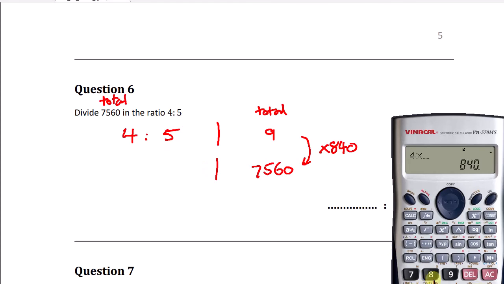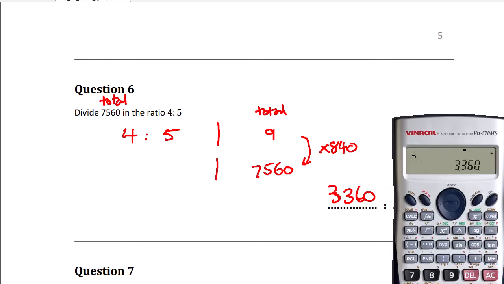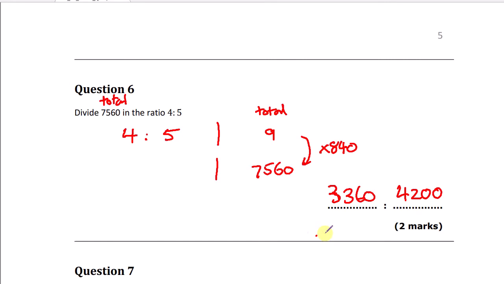And 4 times 840 gives me 3,360. Make sure your writing is clear. And I know, just by adding up, I know that there's 4,200 left. Let's check it though. 5 times 840 gives me 4,200. My 2 parts of the answer.